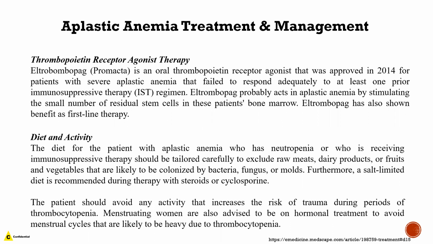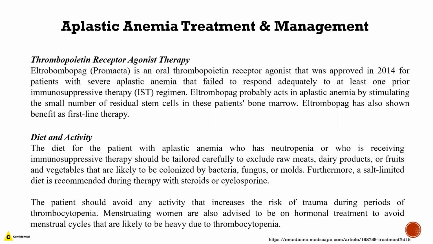Eltrombopag, or Promacta, is an oral thrombopoietin receptor agonist approved in 2014 for patients with severe aplastic anemia who failed to respond adequately to at least one prior immunosuppressive therapy. This medication probably acts in aplastic anemia by stimulating the small number of residual cells in the patient's bone marrow. It also showed benefit as a first-line therapy.